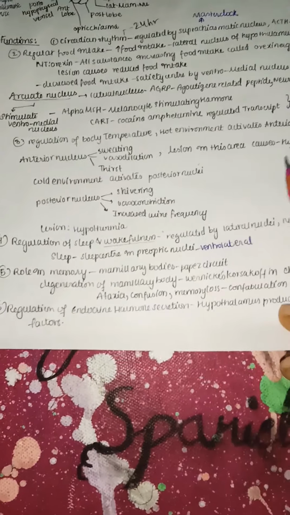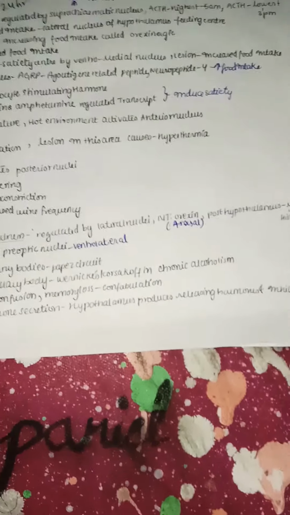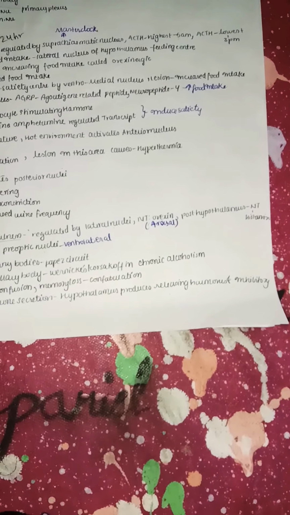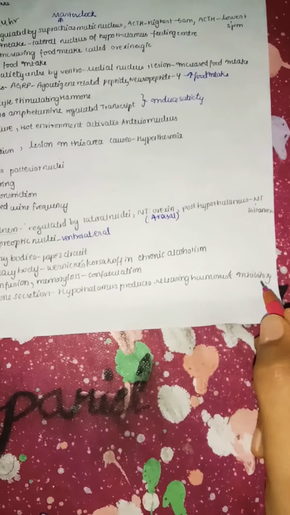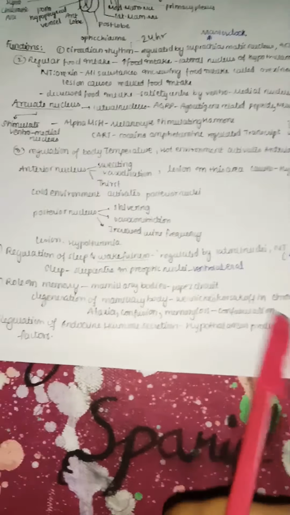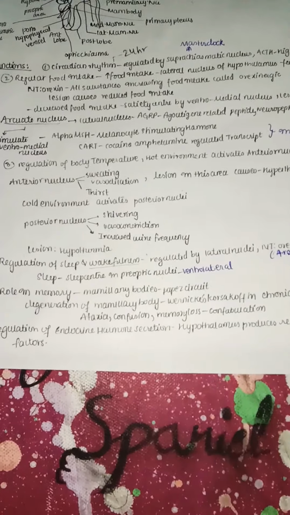Now let us see the regulation of endocrine hormone secretion. The hypothalamus produces mainly releasing hormones and also inhibitory hormones. For example, releasing hormones are like thyrotropin releasing hormone and adrenocorticotropic releasing hormone, we know this. Inhibitory hormones are like in the case of prolactin and growth hormone, right? So the endocrine hormones are regulated either by a releasing factor or an inhibiting factor.